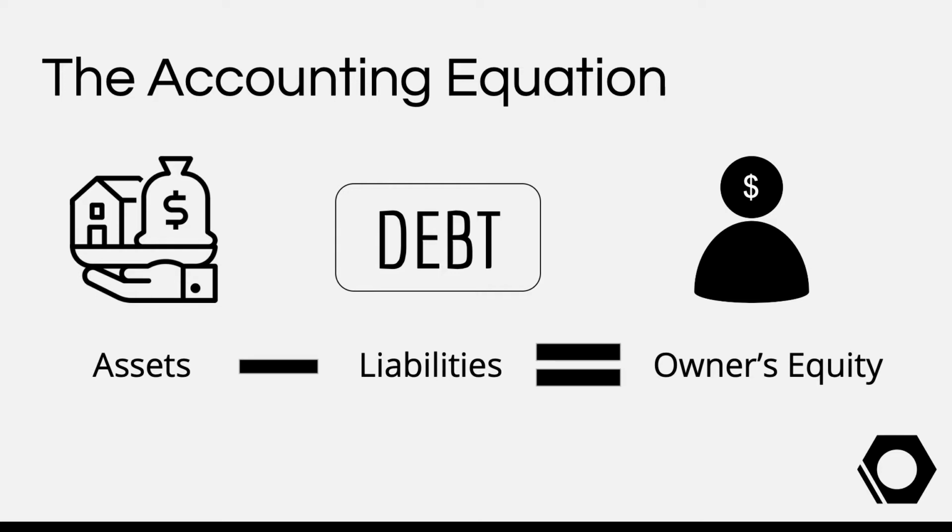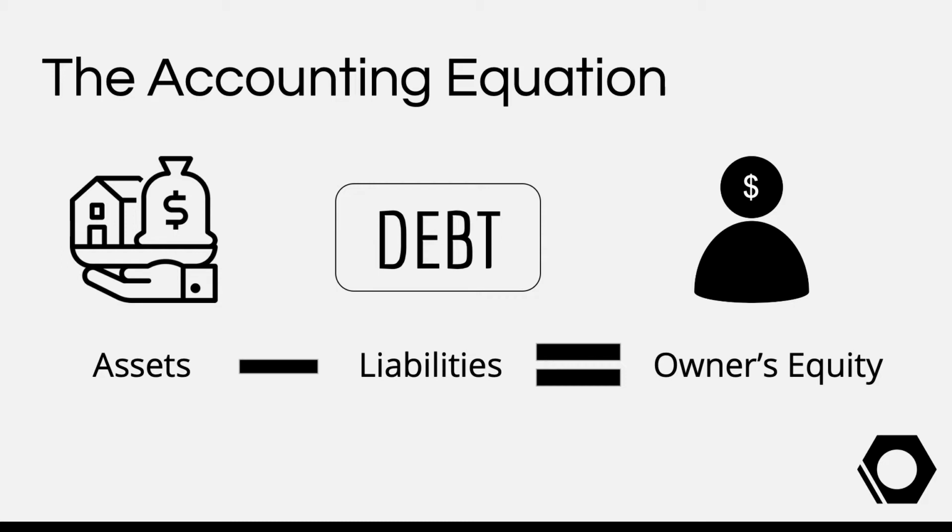Liabilities refer to the debts that a company owes, such as bank loans or unpaid bills. Liabilities are also subcategorized into current liabilities, which are those that are due within 1 year, and long-term liabilities.